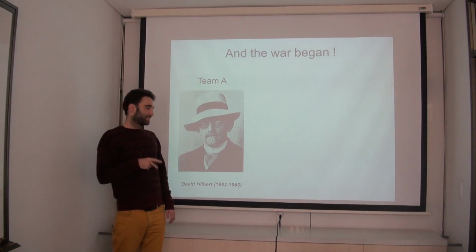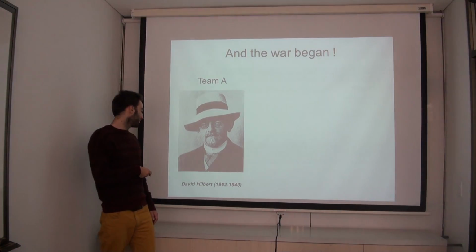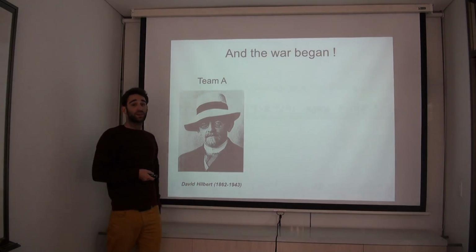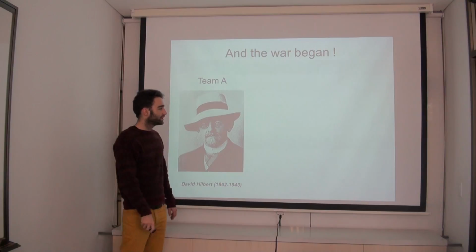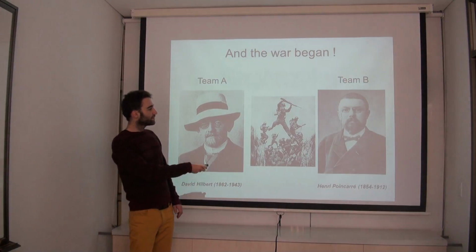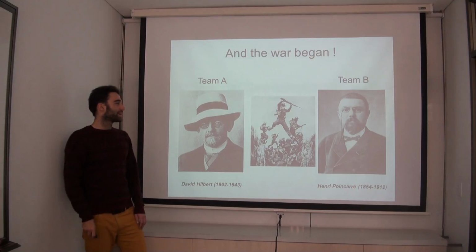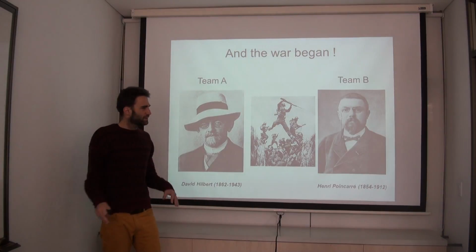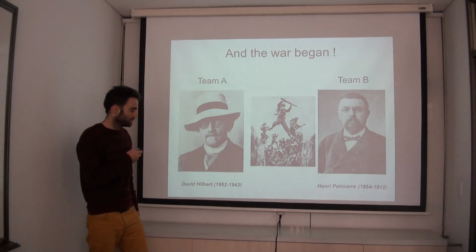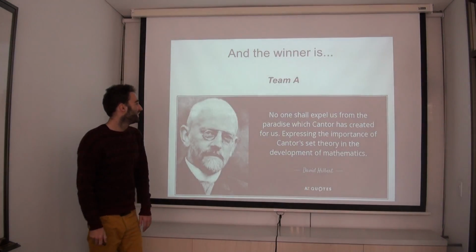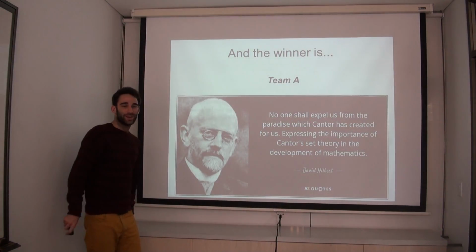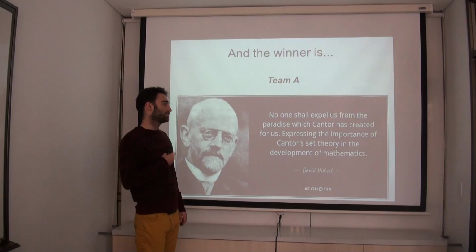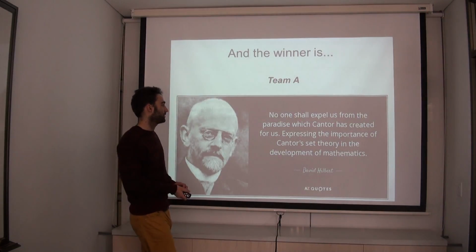We have two sides of the war. We have Team A, which is represented by David Hilbert, another German mathematician that believed in Cantor, who said that Cantor was totally right with his point. And the other team, Team B, which is represented by Henri Poincaré, a French mathematician who said, no, that cannot be true, there's one infinity, infinite is infinite, you cannot have many sizes, that's totally crazy. And guess who won the war? Team A, which is David Hilbert and Georg Cantor, with this marvelous sentence: no one shall expel us from the paradise which Cantor has created for us.